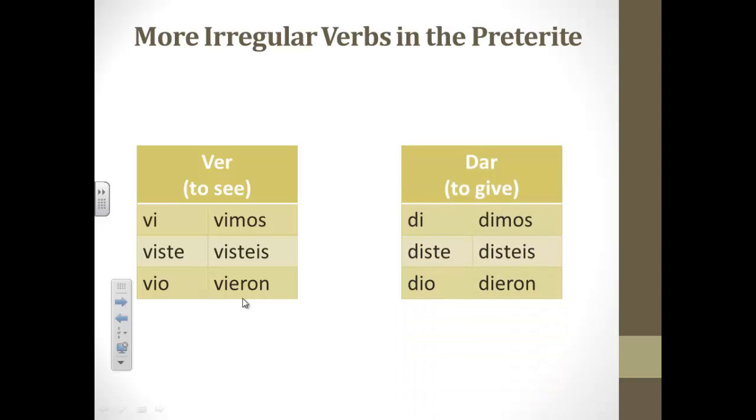Last verb is dar. Dar means to give. Its conjugation is di, diste, dio, dimos, dieron. What makes dar irregular? Well, it's an AR verb, but it has ER-IR endings: i, iste, io, imos, ieron. Notice how much ver and dar resemble each other in the preterite conjugation. Okay, they're exactly the same, except instead of a B, you have a D.